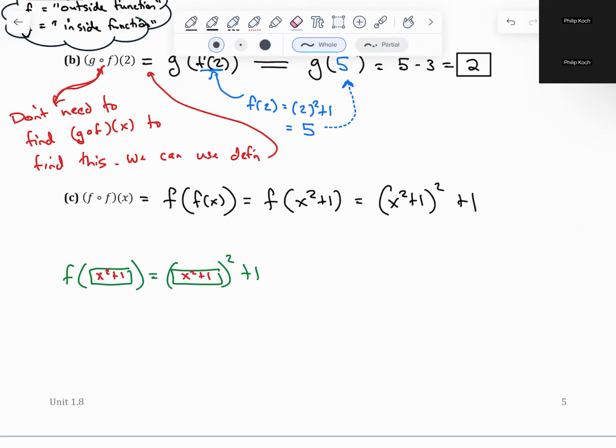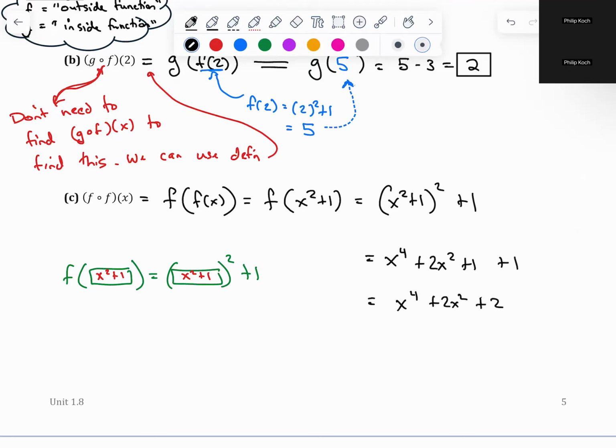If it doesn't ask us to simplify, we don't have to. We can leave it like that and it's all good. Alex might throw a hissy fit and say you should simplify it more, but unless it says, you can just look at it and say you didn't ask me to simplify. So if we do want to simplify, this becomes x to the fourth plus 2x squared plus 1, and then plus that 1 on the outside, which gives us x to the fourth plus 2x squared plus 2.